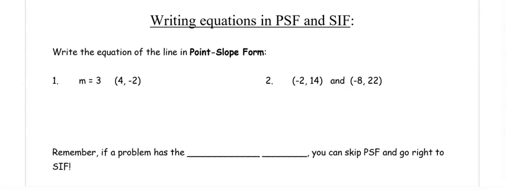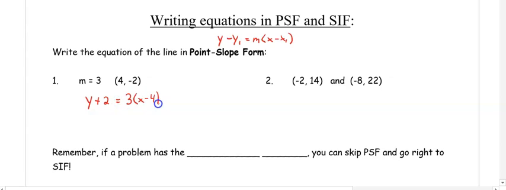So first we want to write the equations in point-slope form. Remember that point-slope form is y minus y1 equals m times x minus x1. So in number 1, we are given our slope and our coordinates. So we have y minus the y coordinate, but because it's already negative, it becomes a plus sign. So y plus 2 equals 4 times x minus 3 times x minus 4.